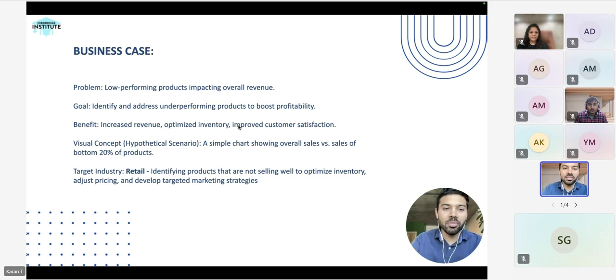So, talking about the business case, we want to see if there are any low performing products which we can potentially analyze and take corrective measures to increase revenue. And we want to have our target industry as retail in this case because it was most suited to the data set that we had in hand. And using that as a basis, we can see if there is any way to maybe adjust the pricing or adjust the marketing strategies later on. So that will be the business context of this presentation.